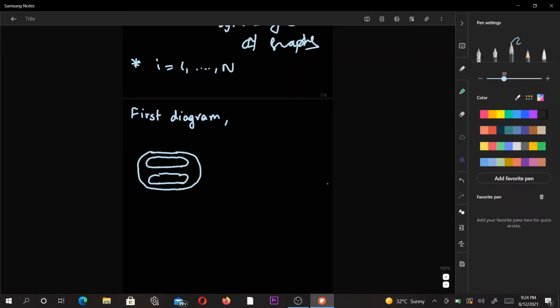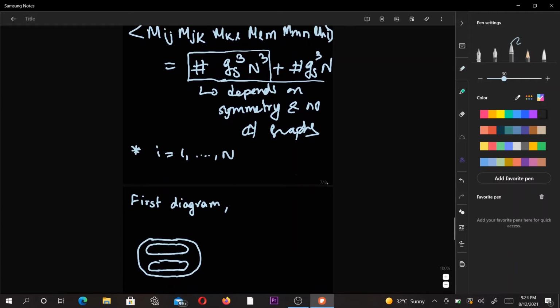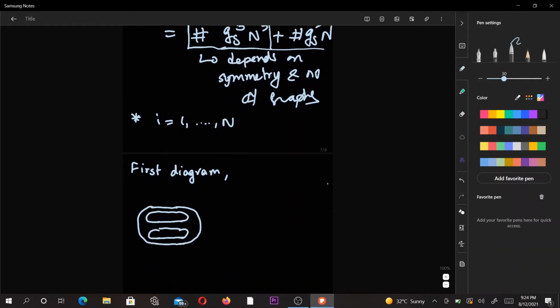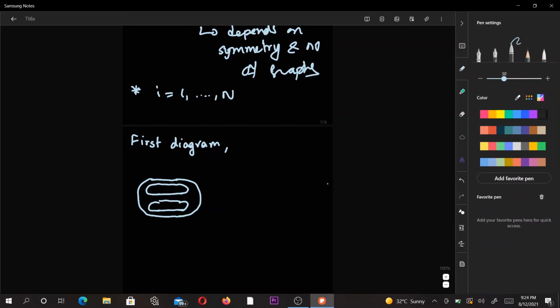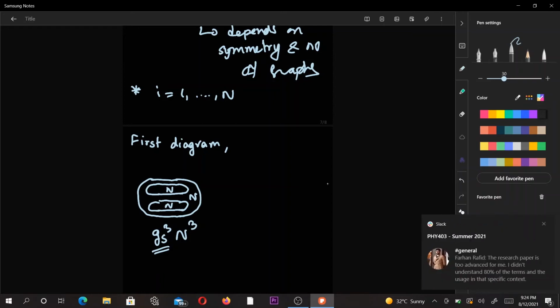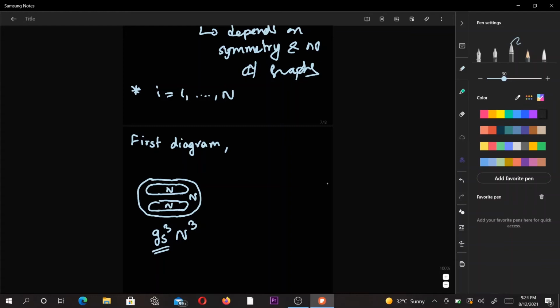So the power of n tells you how many faces or how many holes you have in your fat graph. So how many holes do you have? 1, 2, 3. So this comes from the propagators, and since you have a cubic vertex. So yeah, the second diagram is, let's draw this.